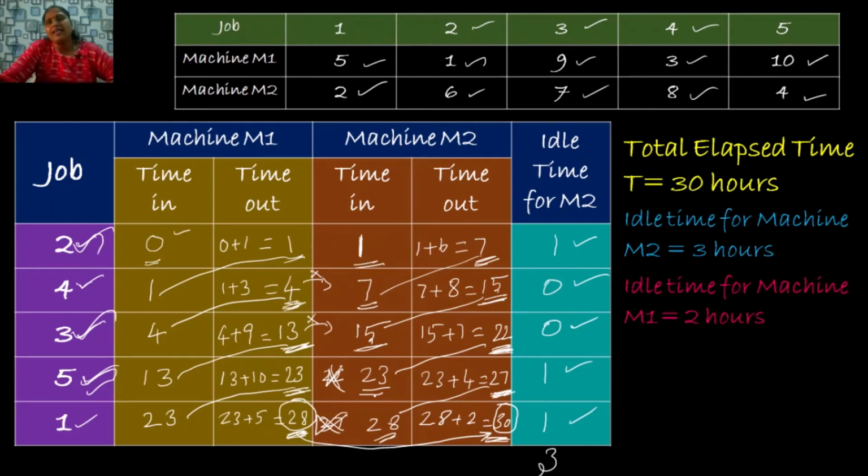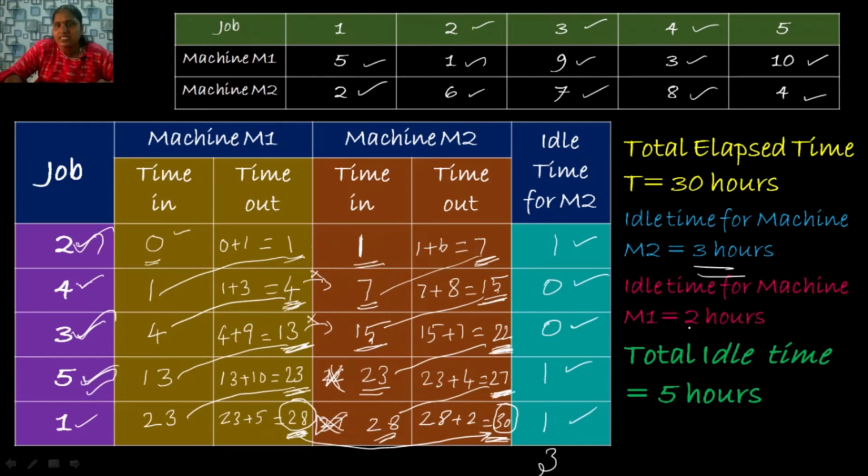So the total idle time for both of the machines is, idle time for machine M1 is 2 hours and idle time for machine M2 is 3 hours. Adding these two values, 2 plus 3, 5 hours. This is the total idle time for both of the machines M1 and M2. So we have calculated the total elapsed time, that is 30 hours. That is the minimum time to process all the jobs on two machines, and the idle time of M2 is 3 hours, the idle time for machine M1 is 2 hours, and the total idle time for both of the machines is 5 hours.